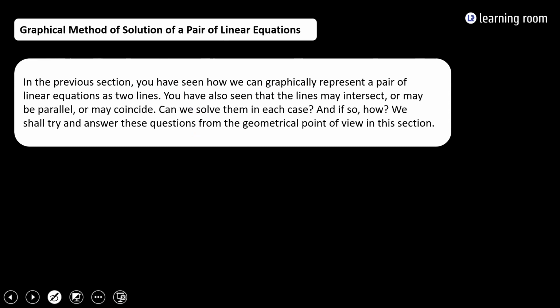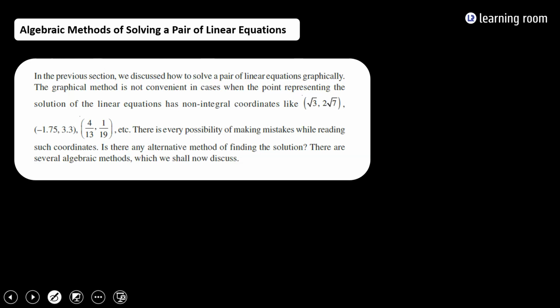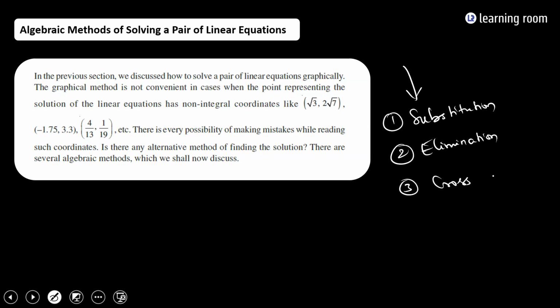The graphical method, I know you have not learned how to solve using the graphical method. Did you guys learn it? Okay. So what are the different methods that we have to solve linear equations in two variables? Substitution method, elimination method, and cross multiplication. Cross multiplication is not there, so you need not worry about it.